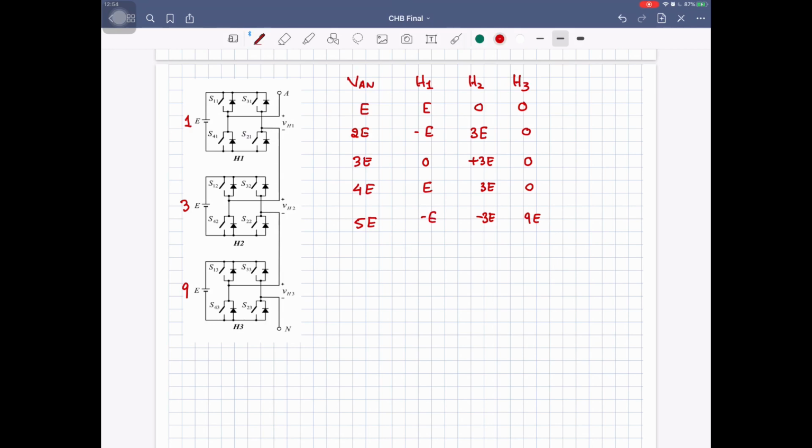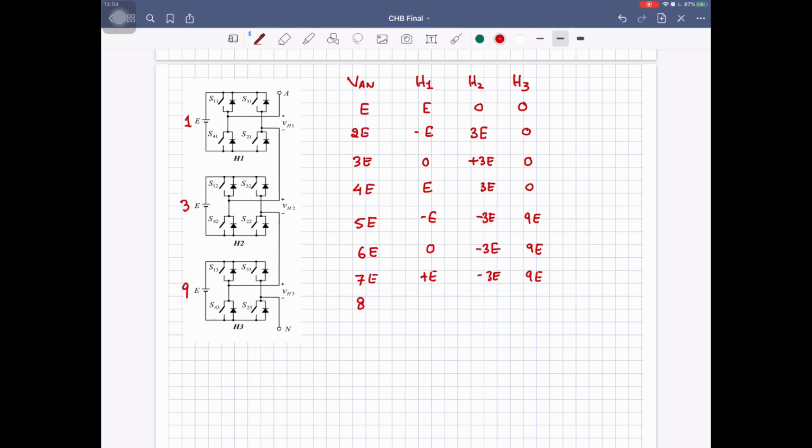The net sum will be 5. To get 6E, this is in the 0 state, minus 3E and plus 9E, you will get plus 6E state. Then to get 7E, you can get plus 9E, minus 3E plus E. So you will get plus 7E at the output.